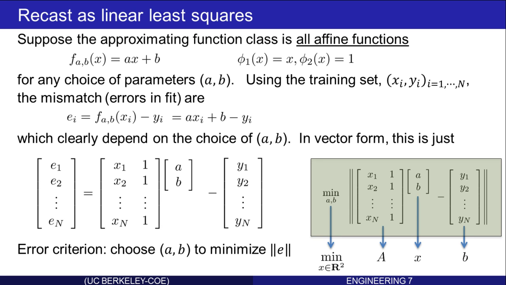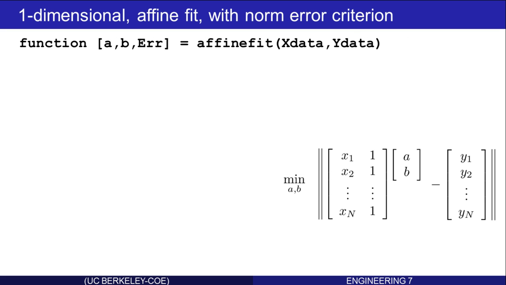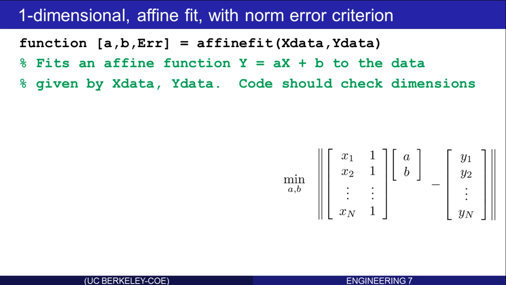Let's look at the code for just a very simple function that implements this. There's the problem. I'm calling it affine fit. The x data and y data are input arguments, and the parameters a and b, along with some measure of the error, are the output arguments. Comment: fits an affine function y equals ax plus b to the data given by x data and y data.